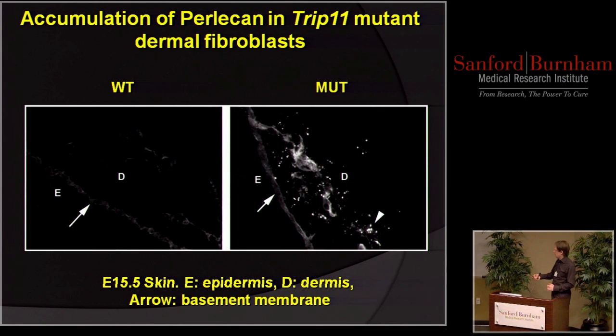And when we looked at the epidermis, where perlecan is produced by dermal fibroblasts, we found this dotted pattern, indicating accumulation of perlecan inside the cells of dermal fibroblasts. So this fits very well with our phenotype. We have perlecan, which is expressed by chondrocytes, cartilage, and dermal fibroblasts. And in each of these three cell types, we see a phenotype.